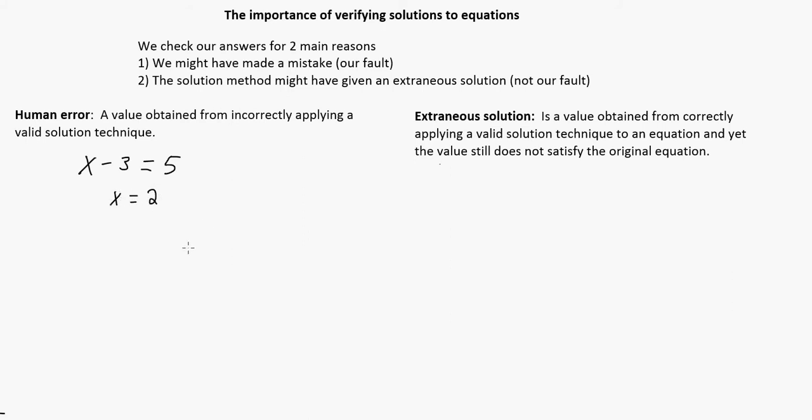If you just left it at that, you would get the wrong answer and lose points on the quiz, test, or whatever. The quick way to check to see if you made a mistake or not is to plug this back in. So I'll plug in and I go, oh, well, 2 minus 3 is obviously not equal to 5. 2 minus 3 is negative 1, so my answer is wrong. So was the mistake because of the solution technique I used, or was it because I made a mistake? And clearly you can see that I made a mistake. I subtracted 3 when I was supposed to add 3.